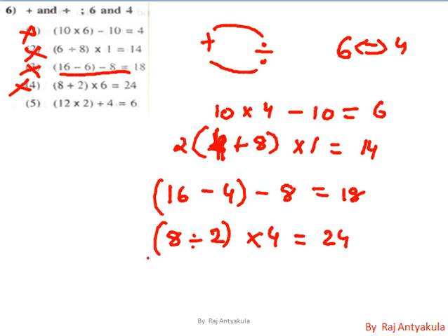Now coming to the fifth option. Automatically the fifth option will be the answer, no need to verify, but let us check here. 12 into what is given here? 2. You need not interchange anything here because there is no condition on 12 into and 2. But here plus, what is given? Plus. So plus has to be replaced with divided by, and what is the number given? 4. 4 has to be interchanged with 6 equals to, right hand side is given 6. 6 has to be replaced with 4. 12 into 2, 24. 24 divided by 6, which is equal to 6, which is correct. So option 5 is our answer.